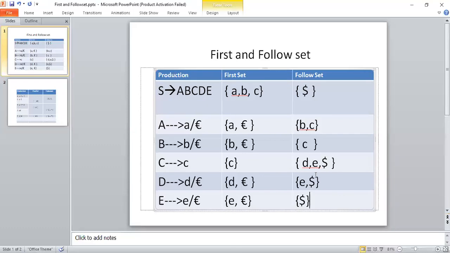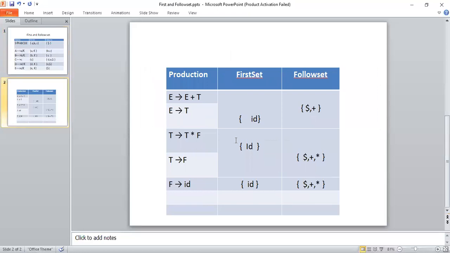Similarly, we'll observe one more example. Here I have a grammar: E tends to E plus T, E tends to T, T tends to T into F, T tends to F, F tends to ID. So this is my production. Observe here, for E I have two productions. Similarly, for T I have two productions. For F, I have one production only.